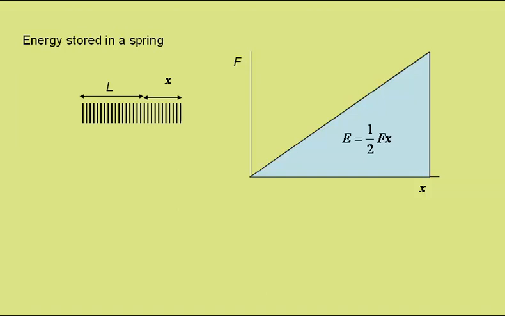The area of the triangle is given by half base times height, which in the terminology given is half times the force times the extension, which I've reproduced here. But also from previously we know that the force is given by the spring constant times the extension. So we can substitute this term for the force here to give the energy stored as half the spring constant times the extension squared.